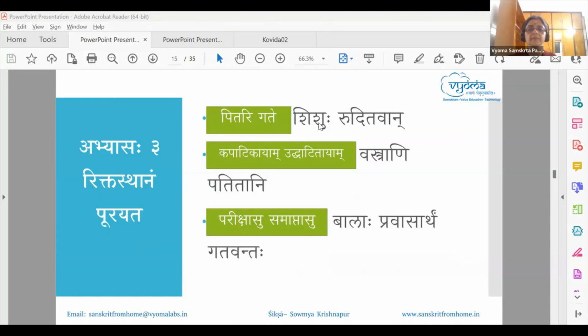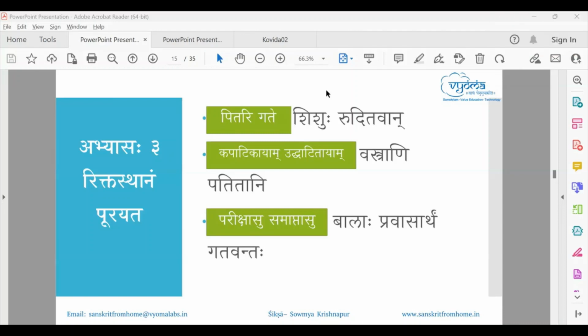Pitari gate shishuhu ruditavan. So, yada pita gataha, shishuhu ruditavan. When the father went, the child cried. Yes.